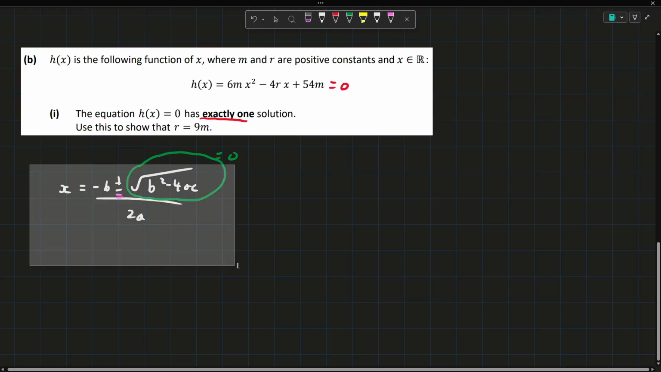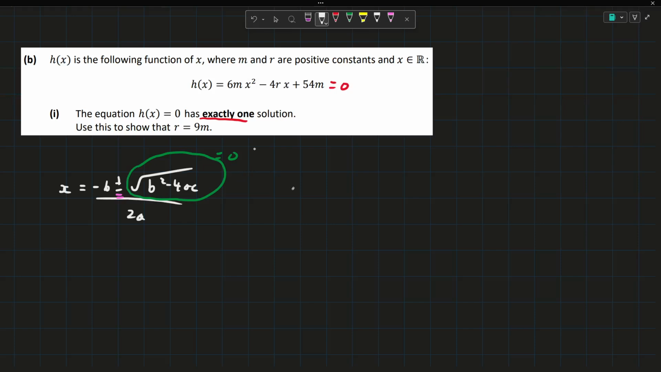It's the same thing. There's only one answer for x. So in class you might have learned that one solution means b squared minus 4ac equals 0. And that's just me explaining why that's the case. And then we can just sub in.